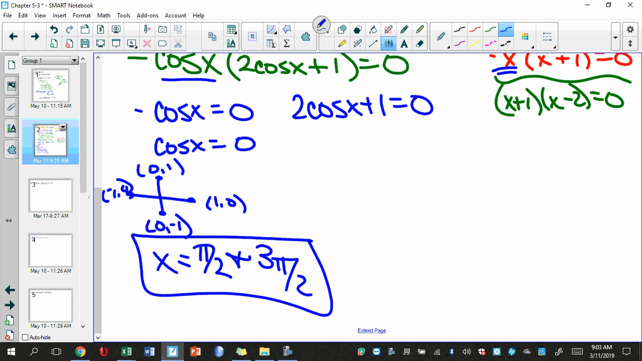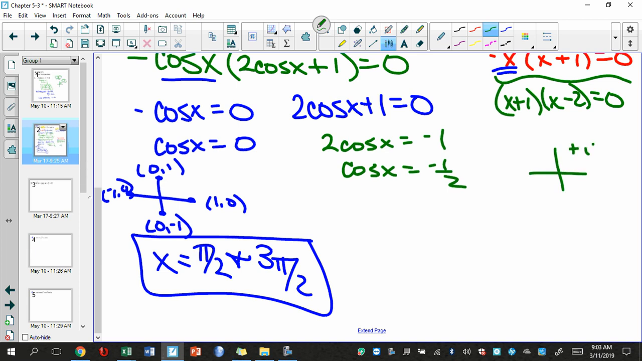How do I solve the second part? 2 cosine of x is equal to negative 1. Divide by the 2. Cosine of x is equal to negative 1/2. Right?